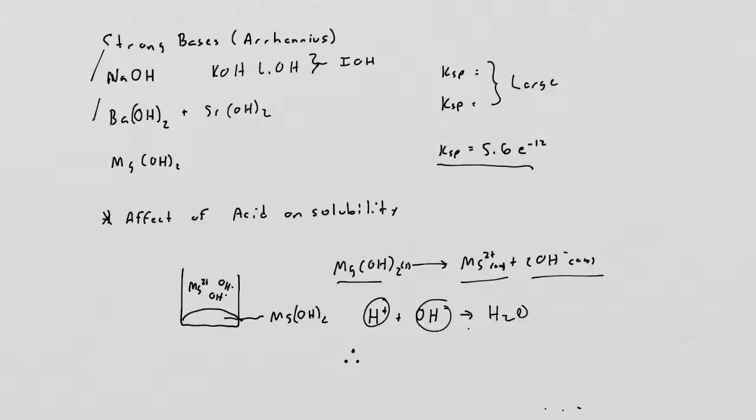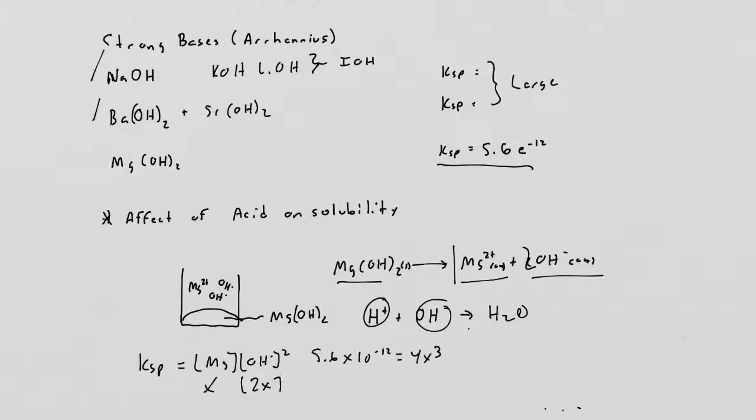So, some math right now. So your KSP is 5.6 times 10 to the minus 12, right? And your KSP is going to be equal to the concentration of magnesium times the concentration of the hydroxide to the second power. Now, since this has a 1 and this is a 2 here, we can assume that this is x and this is 2x, and so we're back to the same old KSP problem where we have 5.6 times 10 to the minus 12 equals 4x cubed.